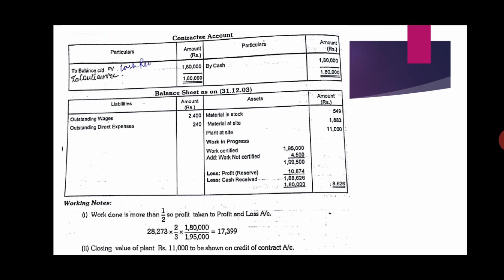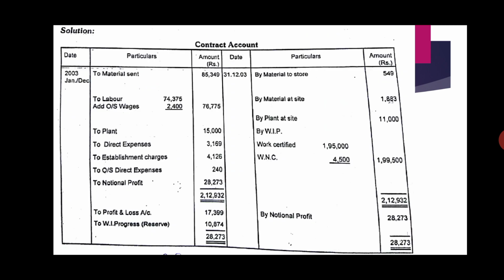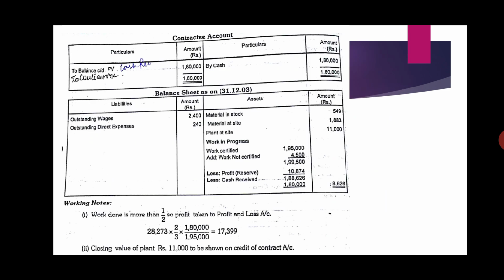On the liability side, you can jot down all the expenses which are due or outstanding. In the question, these two were given, like outstanding wages and outstanding direct expenses. And for the assets, all the credit items of the contract account. See, material to store 549. Observe that it is written in the balance sheet.